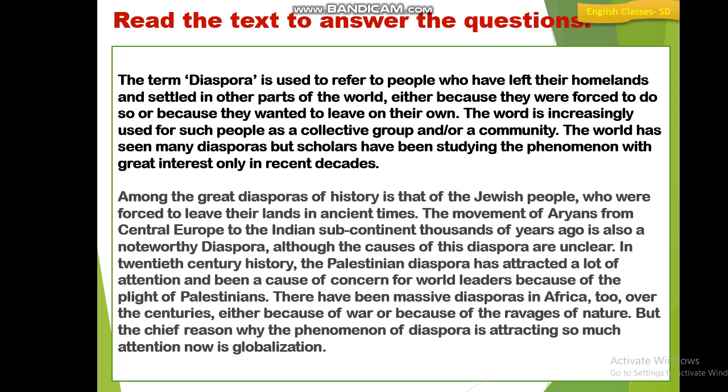The second stanza, the second para. Among the great diasporas of history is that of the Jewish diaspora, who were forced to leave their lands in ancient times, and the movement of Aryans. The first line indicates the Jewish diaspora, and this is the most ancient among the diasporas.